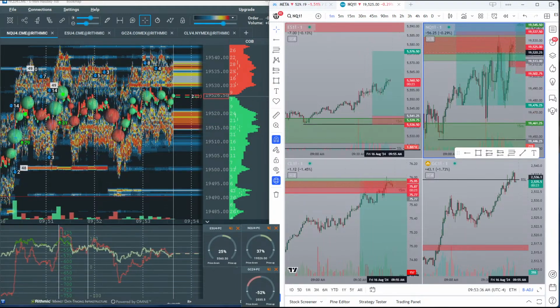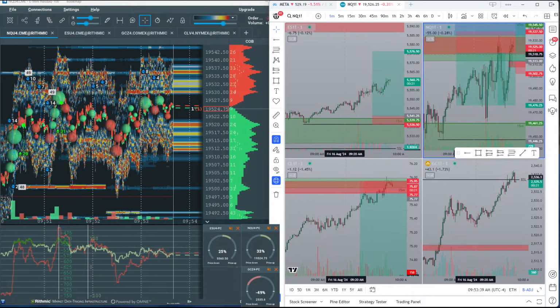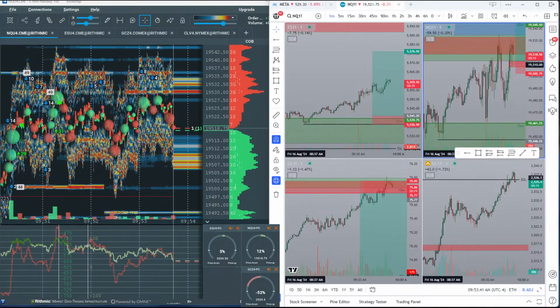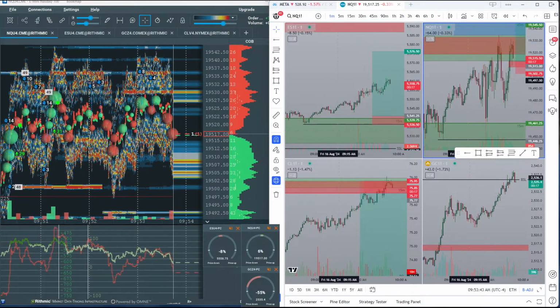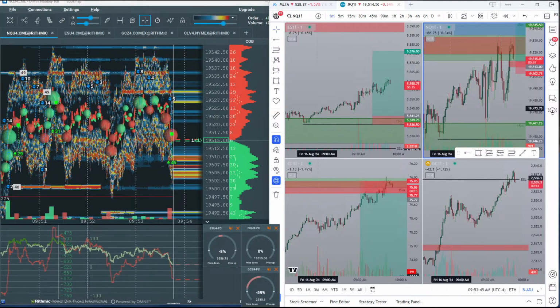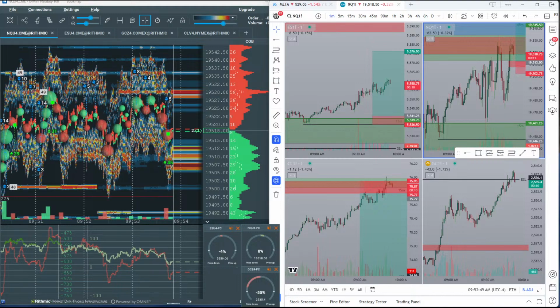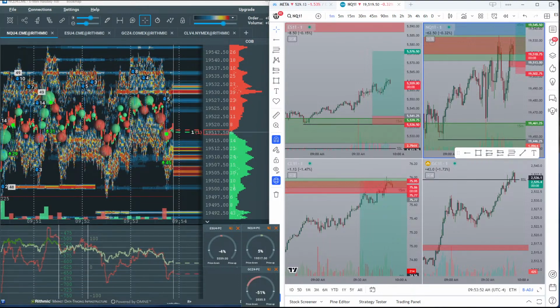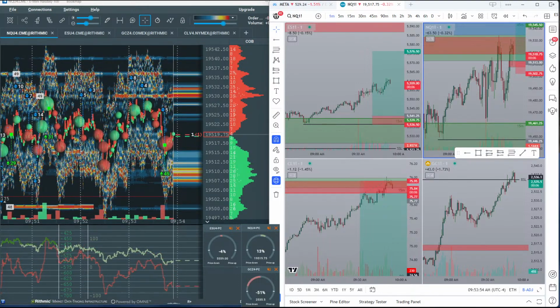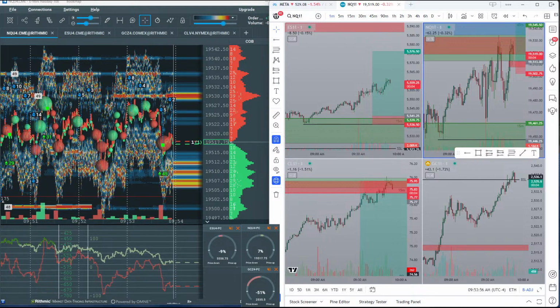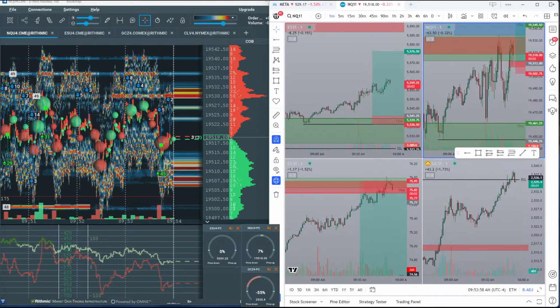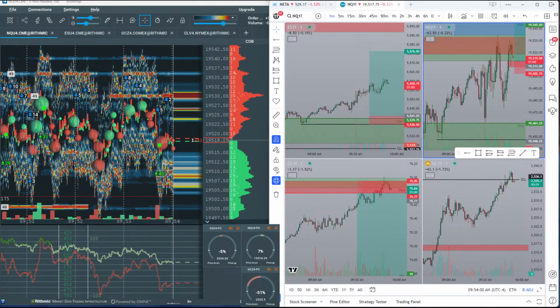Okay, let's get rid of our first short position tool. Coming into this fair value gap again on NASDAQ here. I sort of want to take these longs. We'll see.